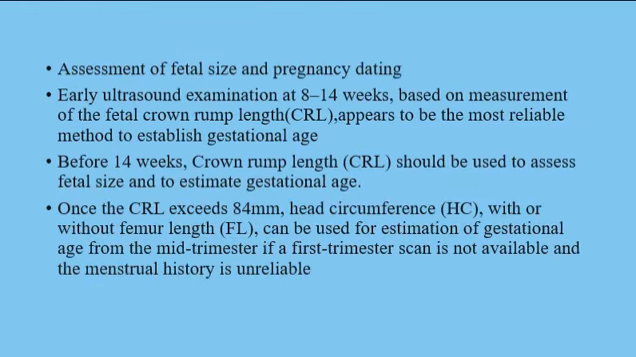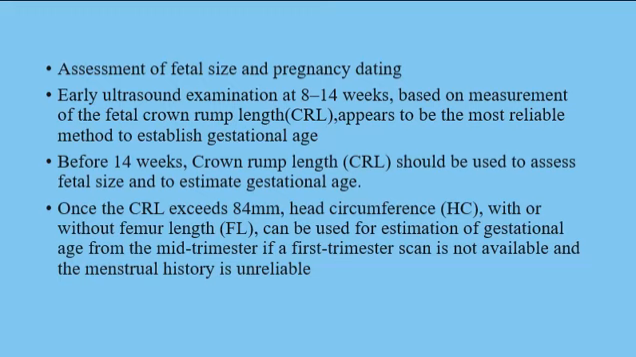Assessment of fetal size and pregnancy dating. Early ultrasound examination at 8 to 14 weeks, based on measurement of the fetal crown rump length, CRL, appears to be the most reliable method to establish gestational age. Before 14 weeks, CRL should be used to assess fetal size and to estimate gestational age.